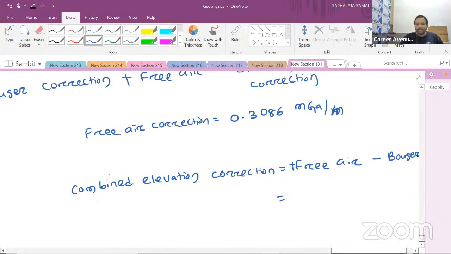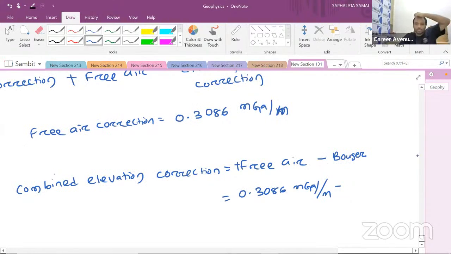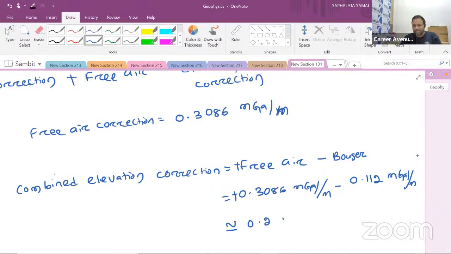How much is free air? 0.3086 milligauss per meter. Minus how much was the Bouguer correction? 0.112 milligauss per meter. This is plus, this is minus. Somewhere around 0.2 milligauss per meter is the combined elevation correction. Either this will be added or subtracted. Clear?